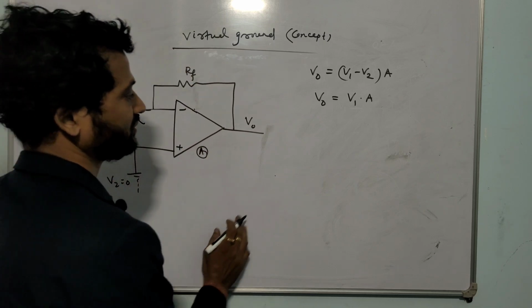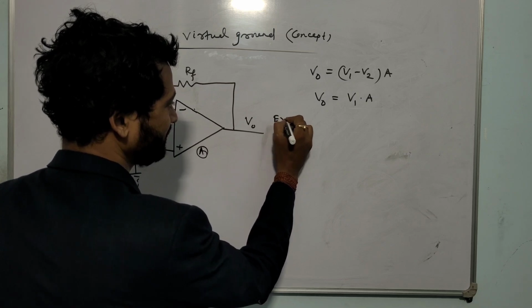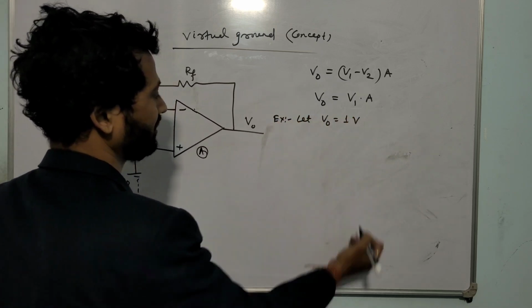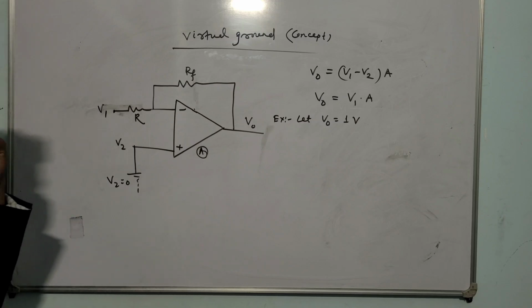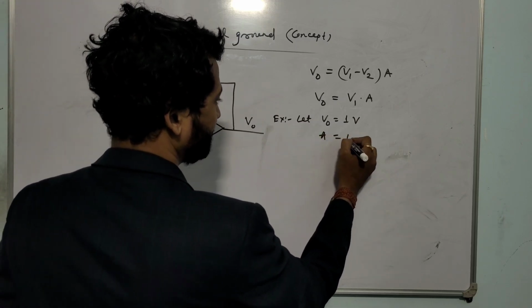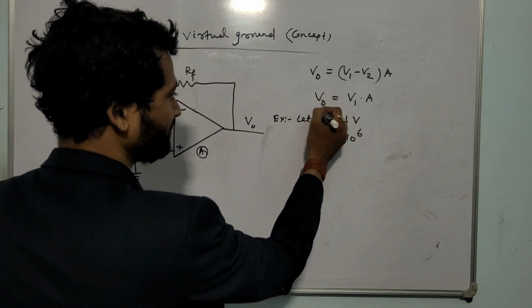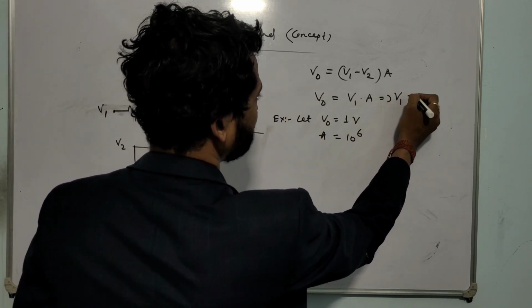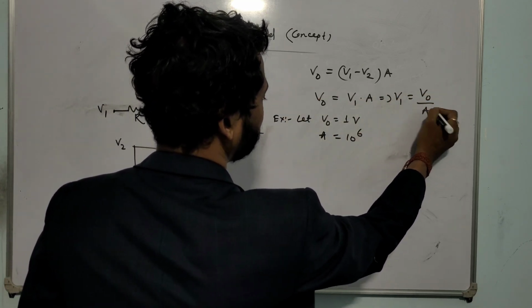वर्चुअल ग्राउंड क्या होता है, देखो मैं एक एग्जांपल दे रहा हूं. लेट योर आउटपुट वोल्टेज इज 1 वोल्ट. आउटपुट वोल्टेज कितना है, 1 वोल्ट, एंड गेन इज 10 to the power 6. टेल मी व्हाट इज द इनपुट वोल्टेज हियर. व्हाट इज द इनपुट वोल्टेज, V0 अपॉन A.